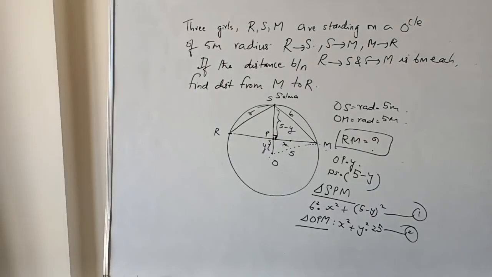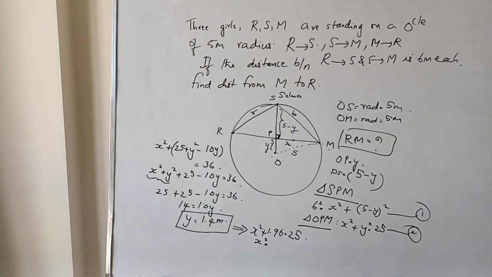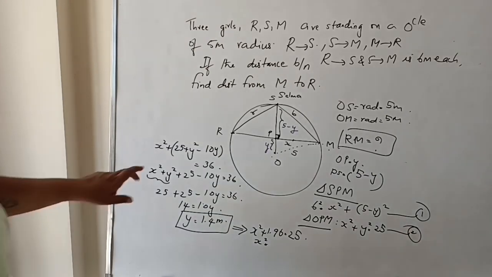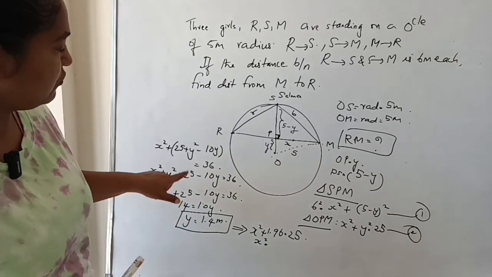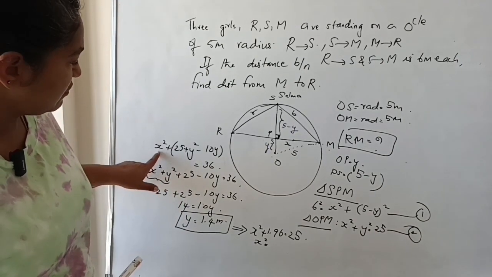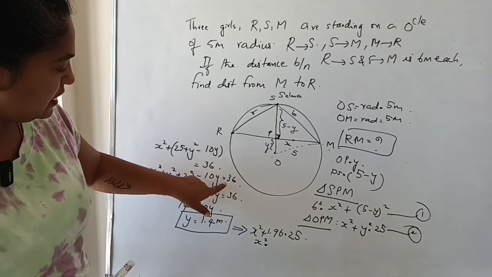From the triangle SPM, applying Pythagoras theorem, I have got 6 square is equal to x square plus (5 minus y) the whole square. And from the triangle OPM, I have got x square plus y square is equal to 25. Now I will open the bracket for the first one and using both the equations, I will try to solve for x as well as y. So I have opened the brackets over here. You can see that this is the expansion of (5 minus y) the whole square. I have grouped x square and y square. The remaining terms are here.